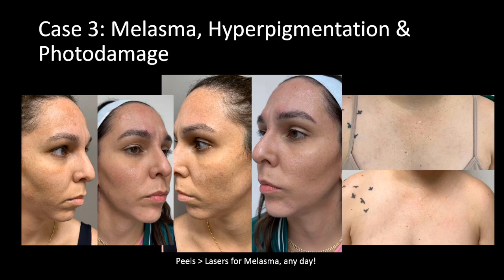I'm curious, Nalini, what's your favorite peel for these melasma patients? Do you do just plain glycolic? So, it depends on the patient, but usually I'll do glycolic or I'll do sal acid, and I'll do them every 2 weeks. And how do you pick between glycolic or sal acid?